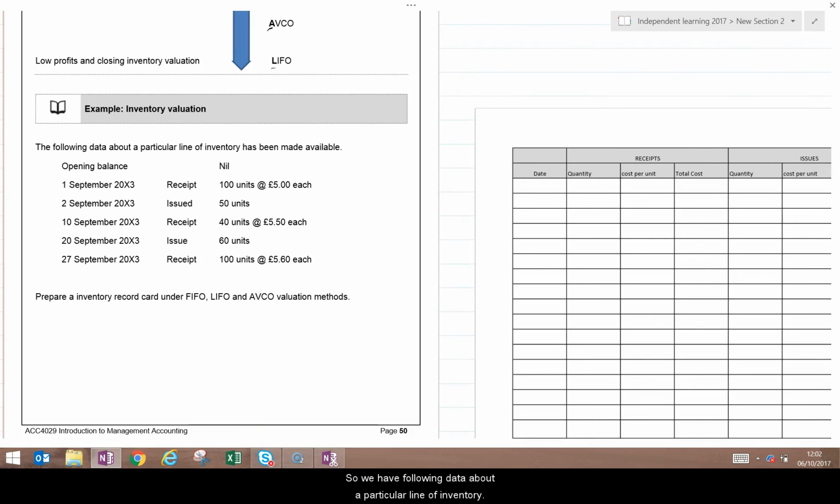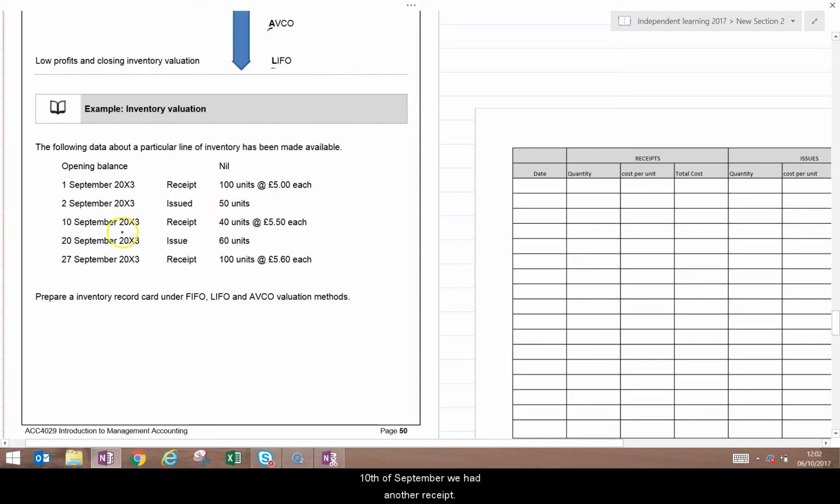So we have the following data about a particular line of inventory. Opening balance is nil. If there was an opening balance on your stores ledger card, you would write it in the balance columns. So we are then told that on the 1st of September we received 100 units and we paid £5 each. On the 2nd of September we issued 50 of those units.